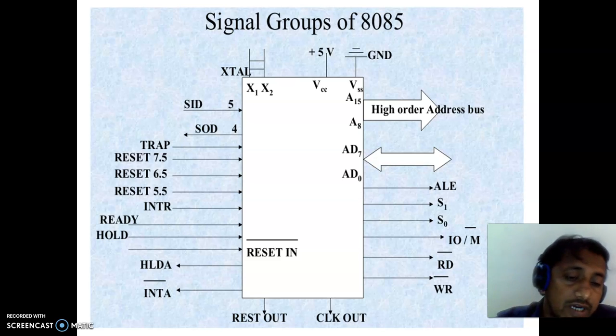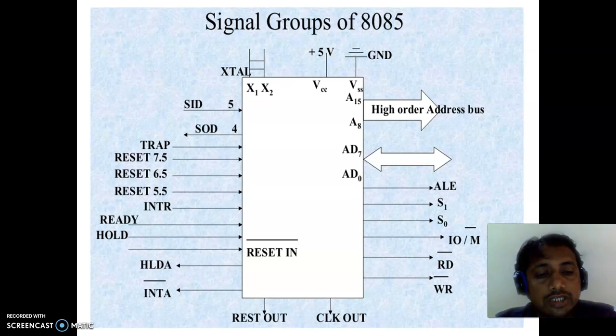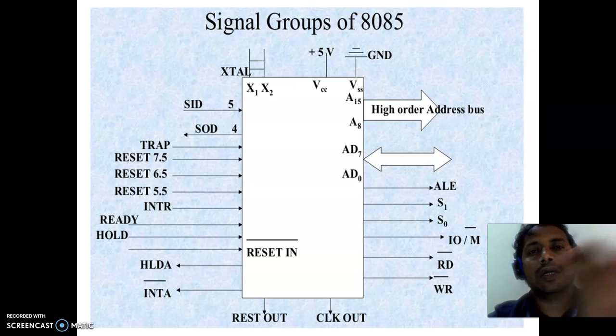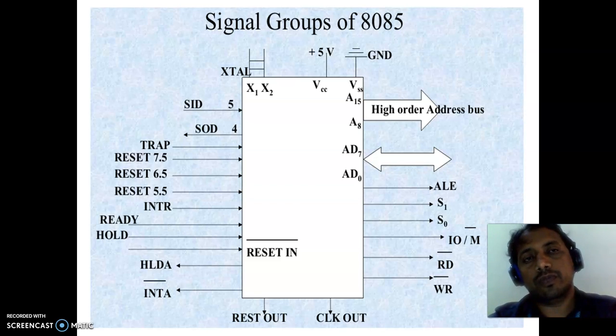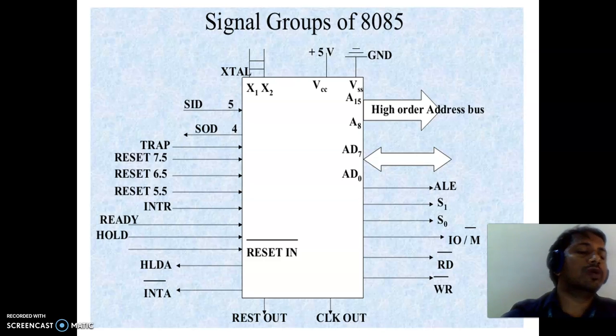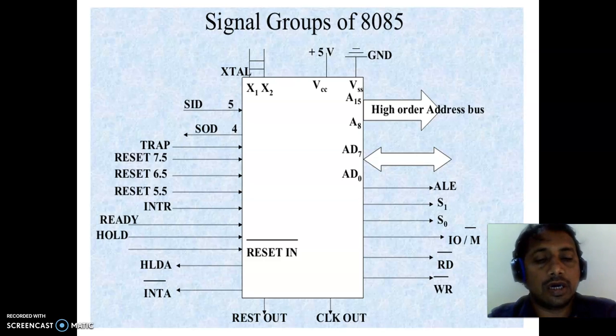Now, onto the left side, you see these two lines, hold and hold acknowledgement. These two are used for DMA operations. DMA is direct memory access, the operation where you can directly use the system buses to transfer data to the memory, or read data from the memory into an input output device, by making use of the system buses.